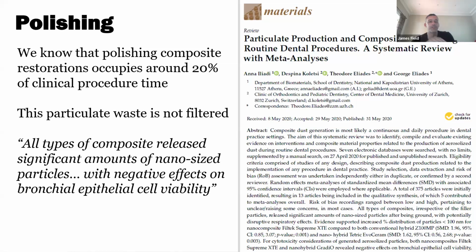And this paper is showing that all types of composite release significant amounts of nano-sized particles, and they're shown to have negative effects on bronchial epithelial cell viability. So not only is it important that we minimize this for the environment, but it's also important that we minimize this actually in the mouth as well. So here we want to reduce biological effects, both in nature and for the patient.